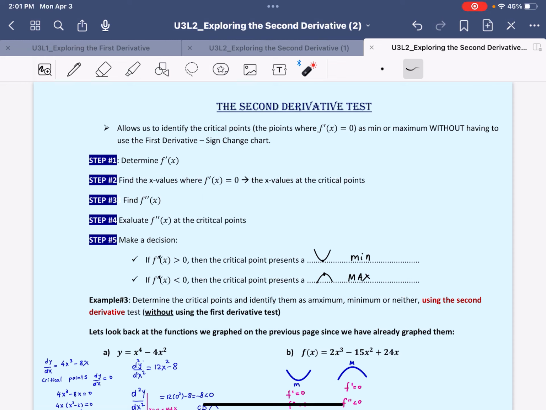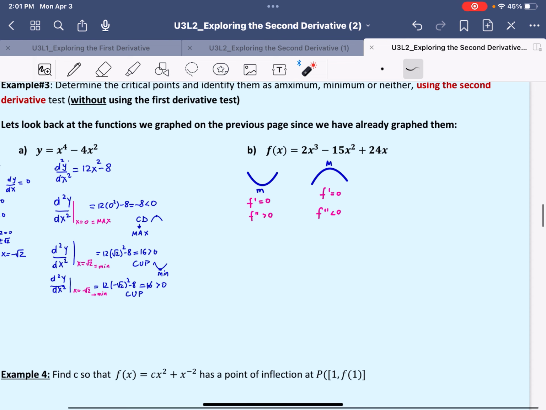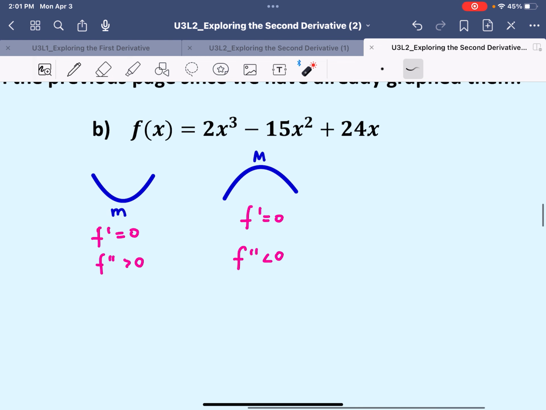Let's take a look at another example where we practice how to use the second derivative test to identify the minimum or the maximum point on the graph of a function. Now, just to refresh your memory, we said that the min and maximum points happen at the critical points on the graph of a function, and they're both found by making the first derivative equal to 0.